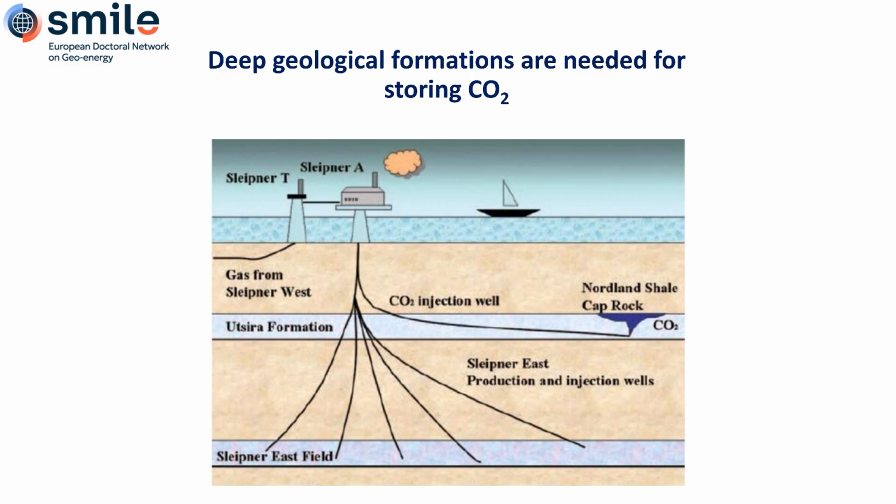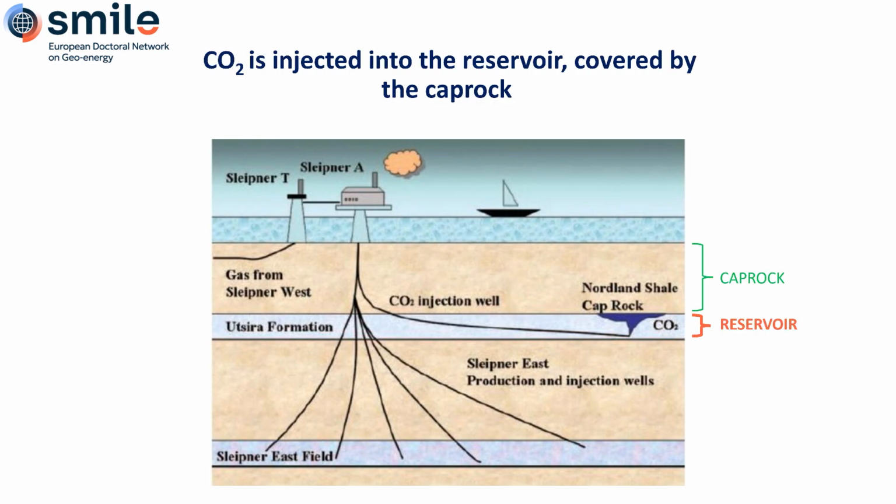One of the CO2 storage sites is Sleipner, located in the North Sea. At Sleipner, CO2 is injected into a deep saline aquifer. This study focuses on the reservoir rock, where the CO2 plume is formed within the so-called Utsira Formation.